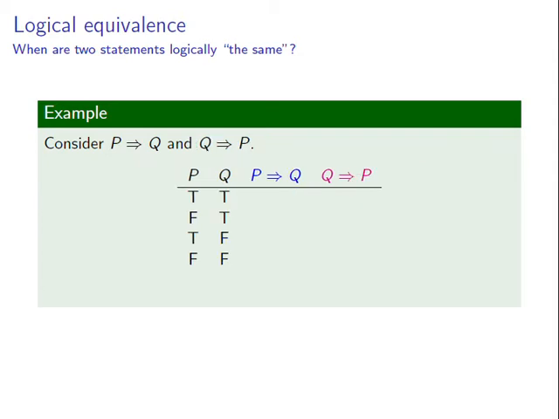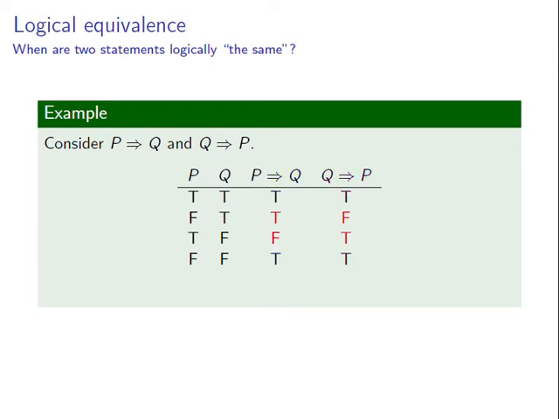Now let us consider P implies Q and Q implies P. P implies Q is false if and only if P is true and Q is false, and is true for all other cases. Q implies P is false if and only if Q is true and P is false, and is true for all other cases.